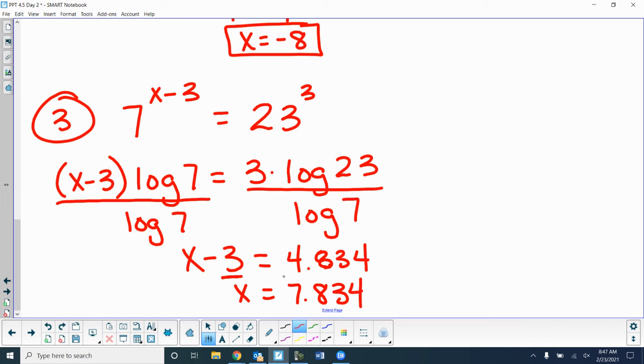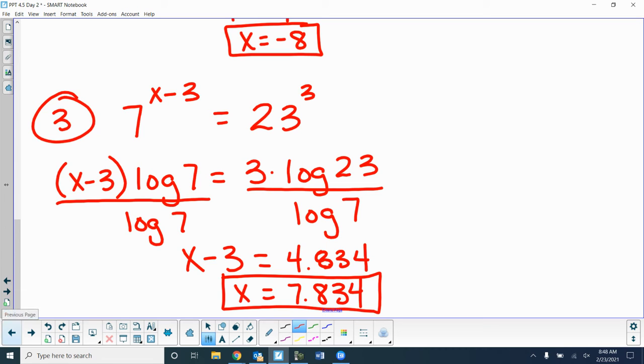So you won't always get nice whole numbers, that's okay. Again, if you had 7.8, that's fine. Okay? So those are the three exponential ones. Questions? All right. The logarithmic ones.